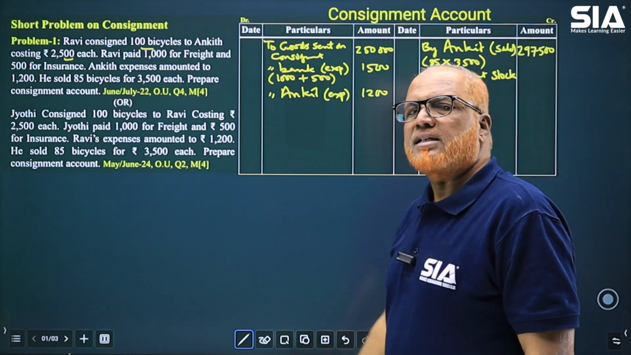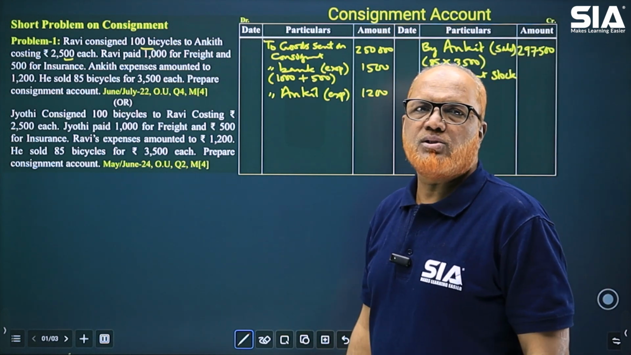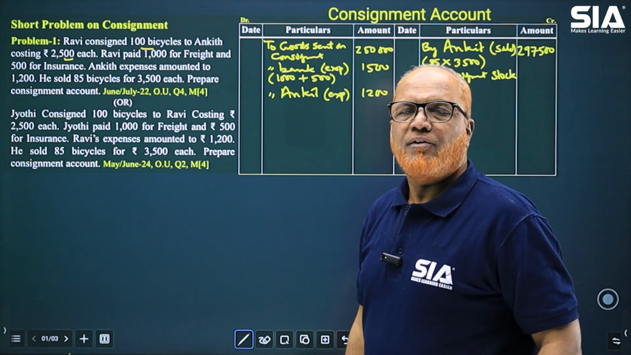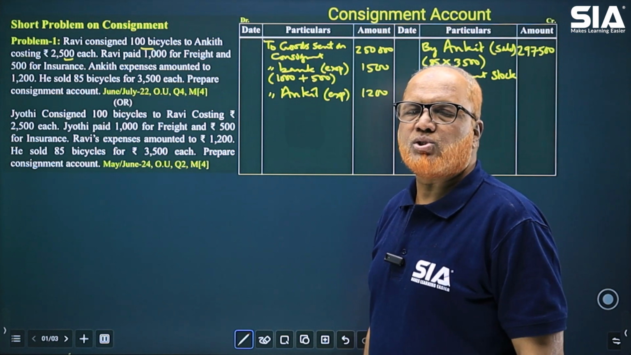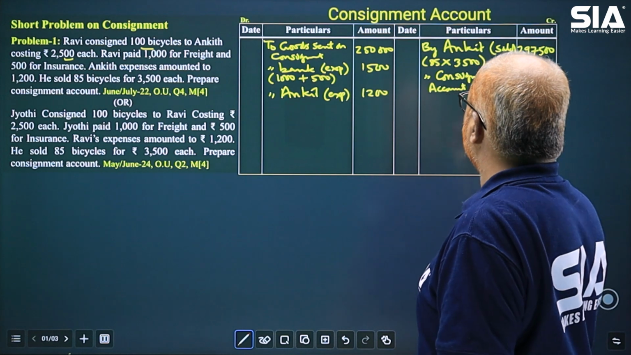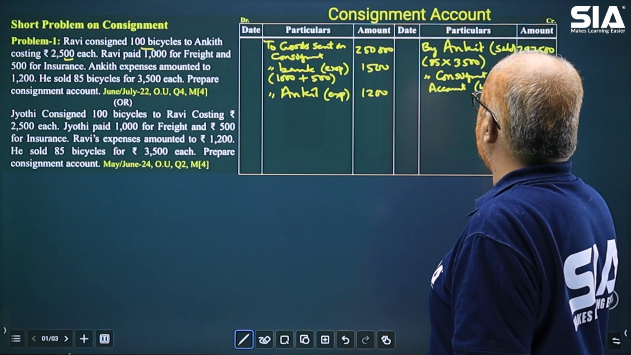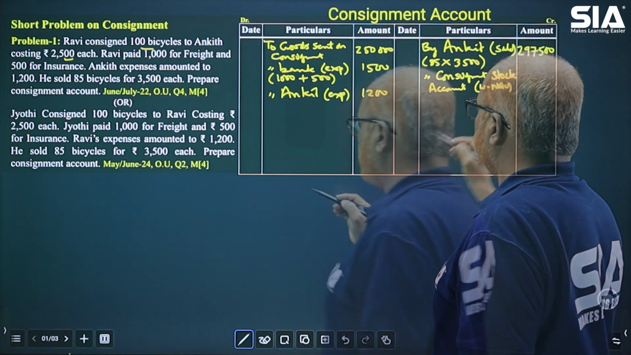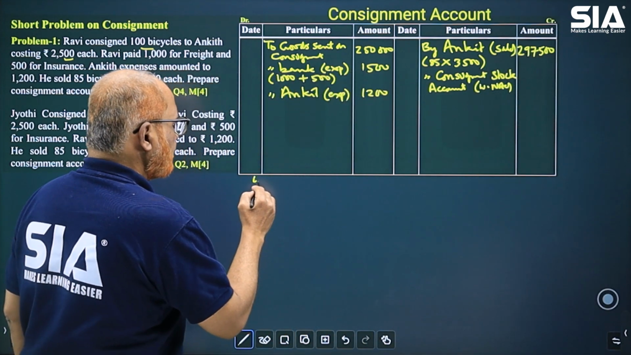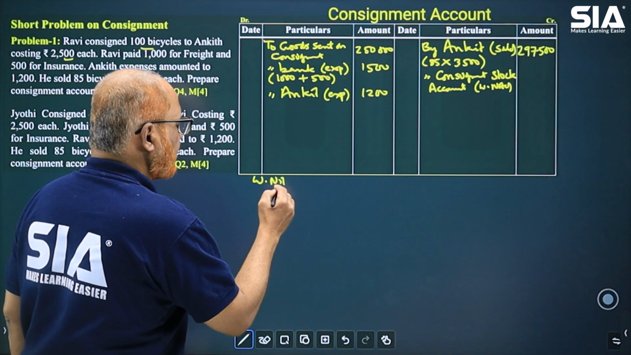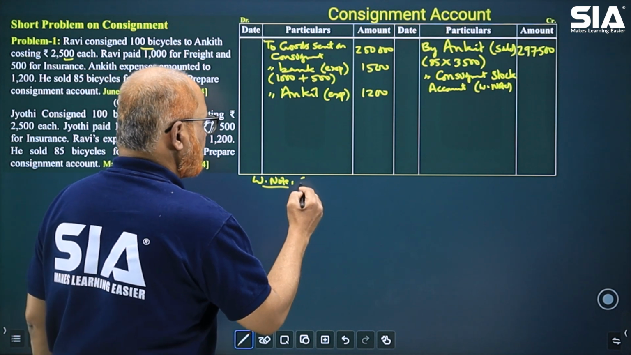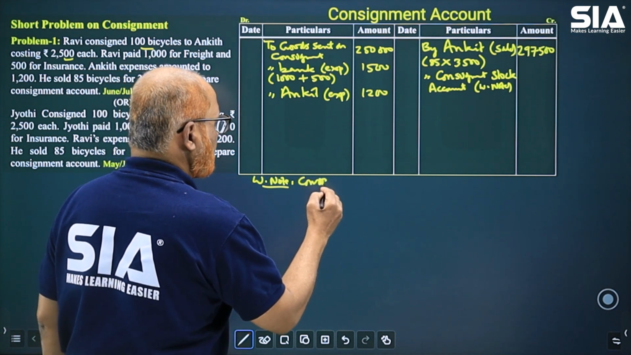Now, this consignment stock value is not given in the problem. We have to find out the consignment stock in working note. So here I am writing working note. Now see, working note, consignment stock.